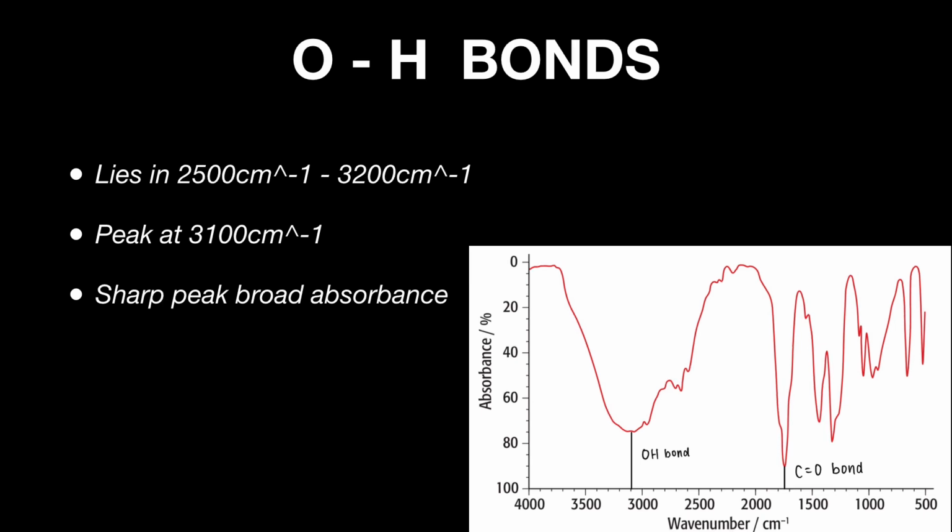The range of the infrared spectroscopy for the OH bond lies between 2500 waves per centimeter and 3200 waves per centimeter. In the graph, the OH bond peaks at 3100 waves per centimeter, and its characteristics are that it has sharp peaks and broad absorbance.